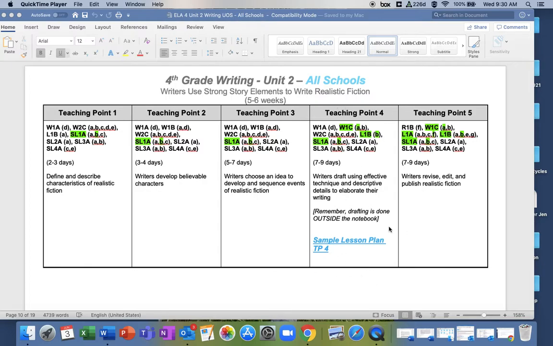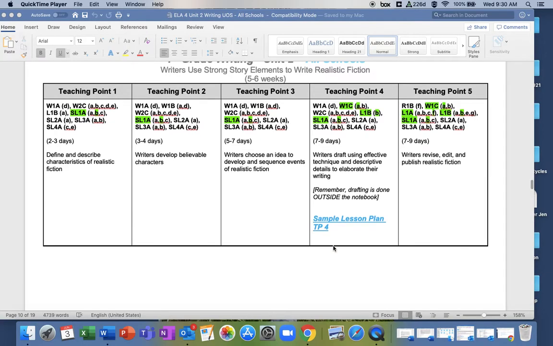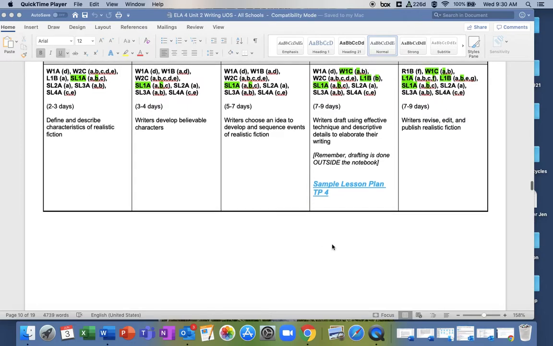And if you notice when there's a hyperlink, a sample lesson plan, those have actually been created by unit writers. And so we can talk more about those as well, but they're also in Canvas under the module within this unit. And it's suggested that you use that when we get to this teaching point.